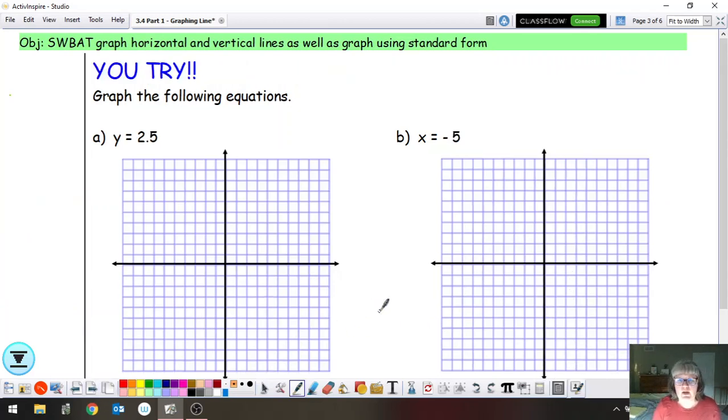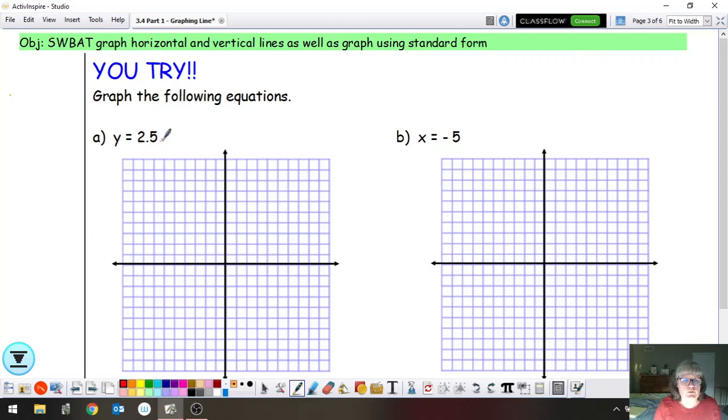So here, I'd like you to try. And if you want to, you can change the scale, especially with the 2.5. Your scale doesn't have to always be by 1. So on a piece of paper, take some time and graph what these lines would look like. y equals 2.5 and x equals -0.5. And now that you're back, let's see how you did.